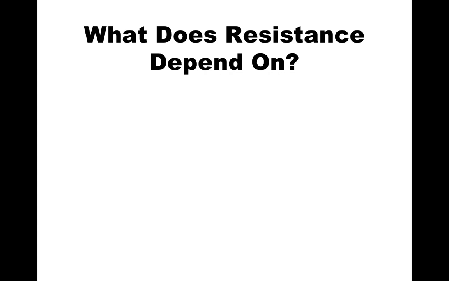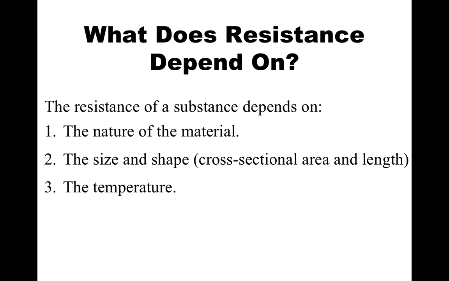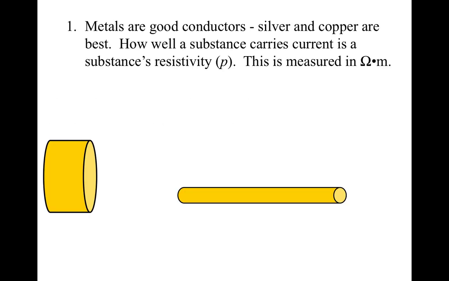There's three things that depend on the nature of the material, the size and shape, for the cross-sectional area and the length, and the temperature. Let's look at each of these three in a little more detail. These are the three things you need to know that affect the resistance of a material. So firstly, the nature of the material has to do with what it's made out of.